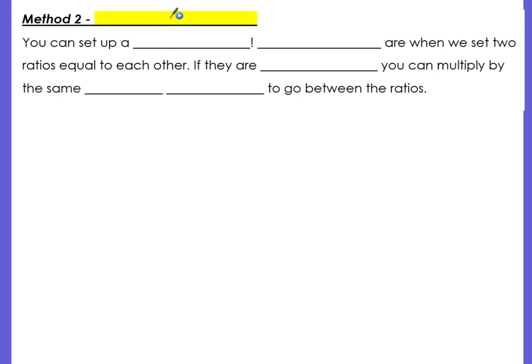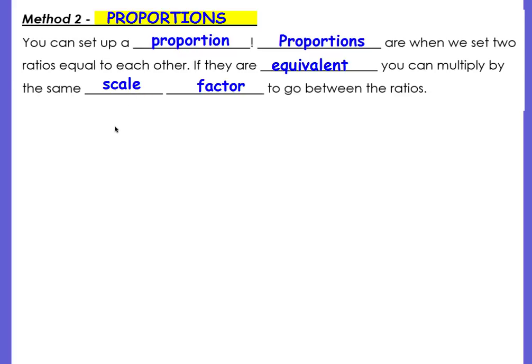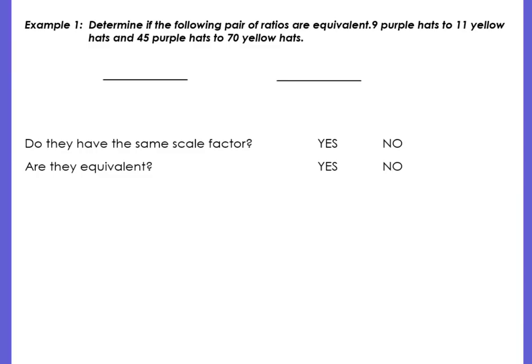Method 2, proportions. We can set up a proportion. Well, we just talked about proportional meaning that they are equal. So proportions are when we set two ratios or rates equal to each other. If they are equivalent, which means equal, you can multiply by the same scale factor to go between the ratios. So let's do our first example.